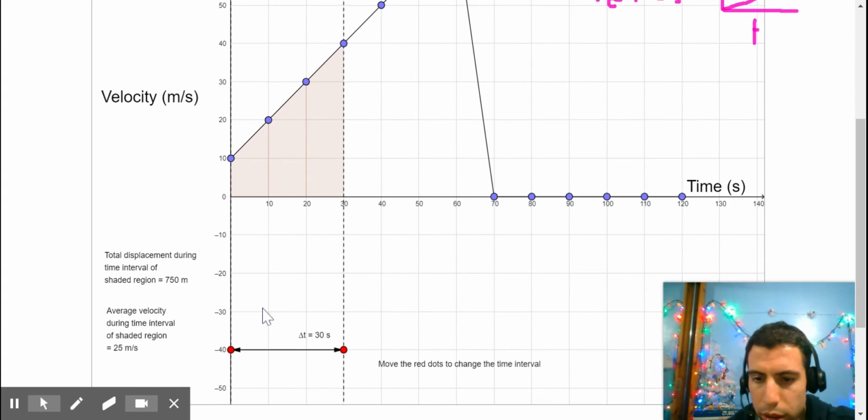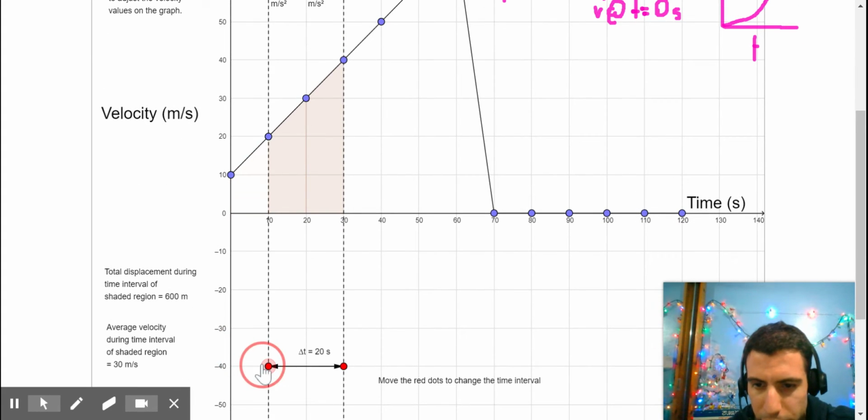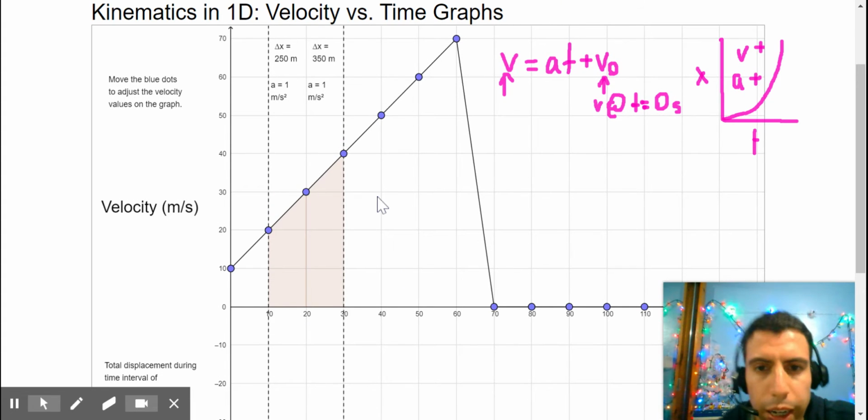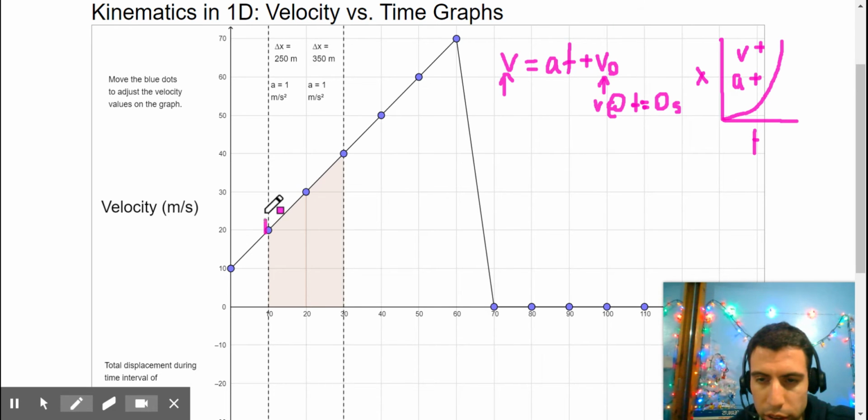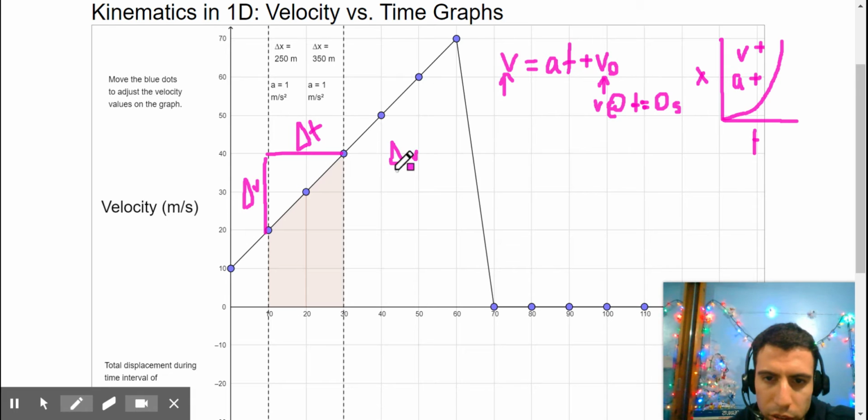And that is just taking a portion of this graph. We're going to do this. Now, if you remember, if we were to take the slope of this graph, in other words, if we were to divide the values of, let's say, delta V and delta T, so delta V divided by delta T, that would ultimately give us an acceleration.